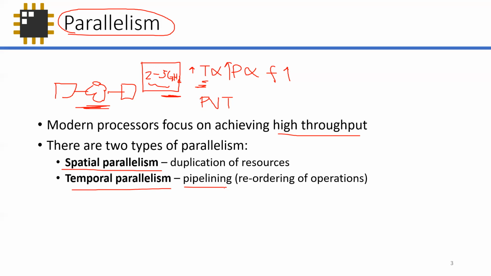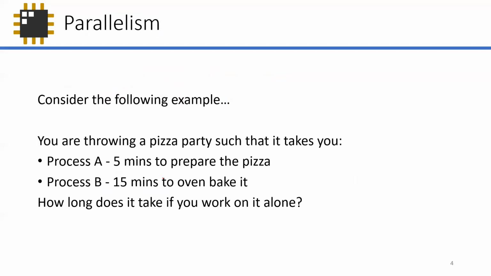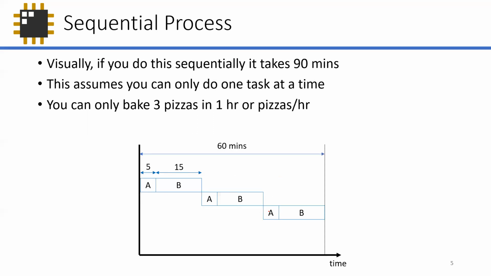We'll demonstrate that with a very simple example. Consider that you'll be throwing a pizza party over the weekend, such that you have two processes. A, it takes 5 minutes to prepare the pizza. B, it takes 15 minutes to oven bake it. You can measure your performance of making pizzas. So how long does it take if you work on it alone?